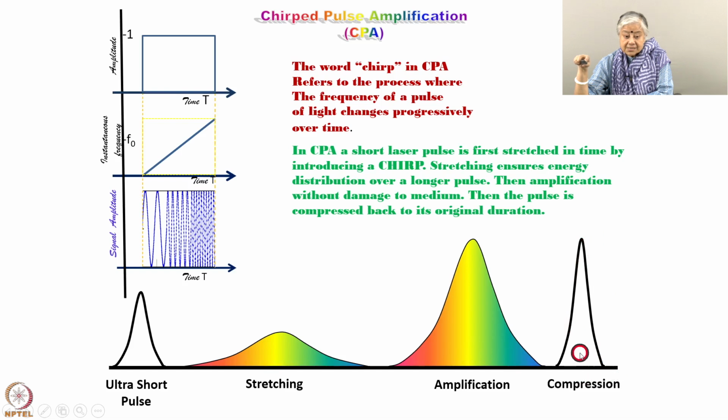So, when you compress the pulse, you bring it back to its original pulse length, but of course, the amplification is more. That is why I show a height here, while this height is small, height of the pulse is small. Here it is more because it is amplified, but the width of the pulse, temporal width, is the same as the temporal width here.